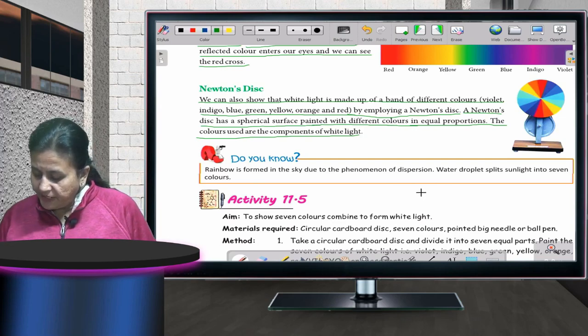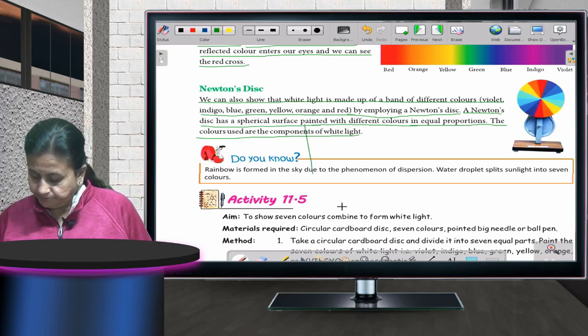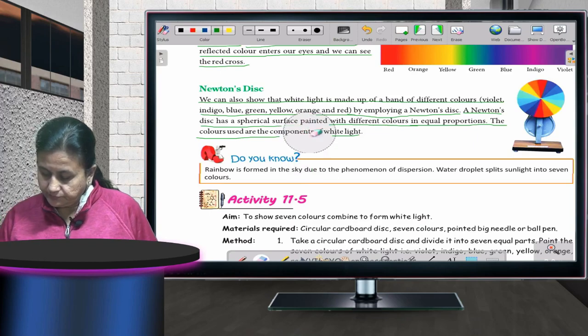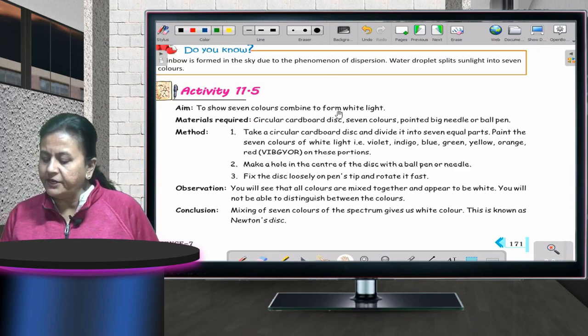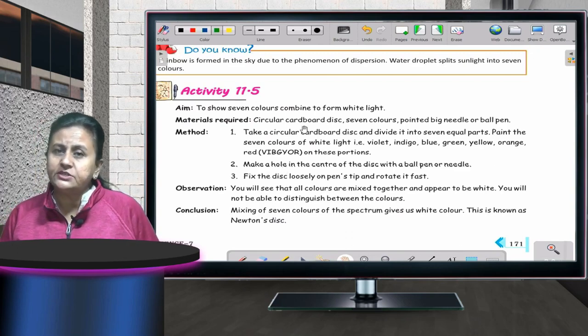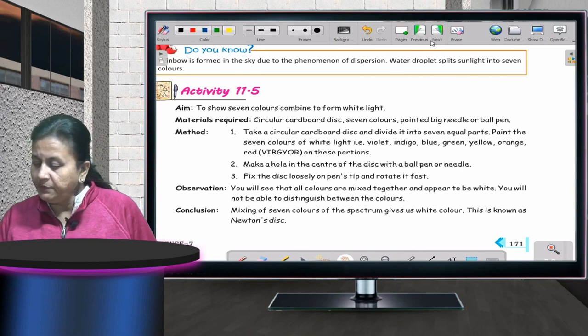Now come to the next page. This is again an activity to show 7 colors combined to form white light. This is very easy. Just go through it. Now we'll be moving to the next page.